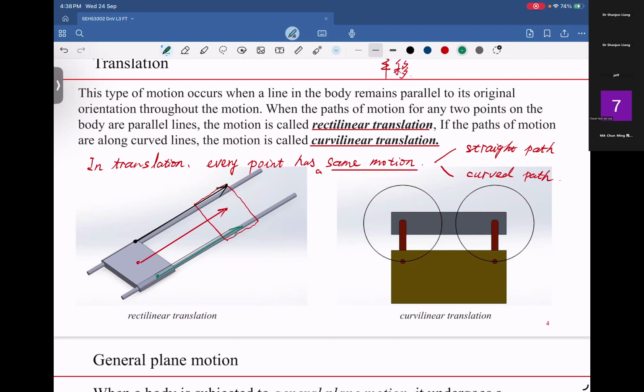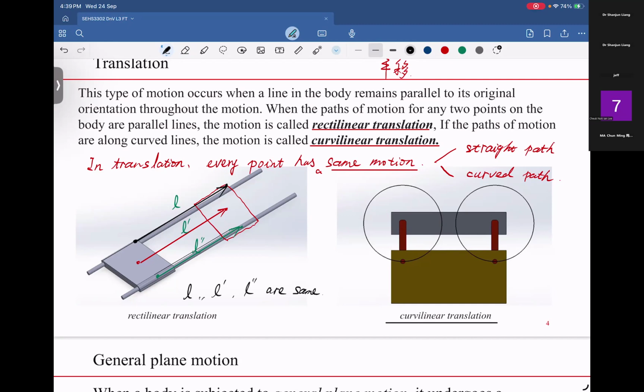So let's say this one is the path L, this is path L prime, and this is path L double prime. And we know L, L prime and L double prime are actually the same path, right? The same path. This is the rectilinear translation. The other is the curvilinear translation. Curvilinear translation, let's see the motion of this rigid body.